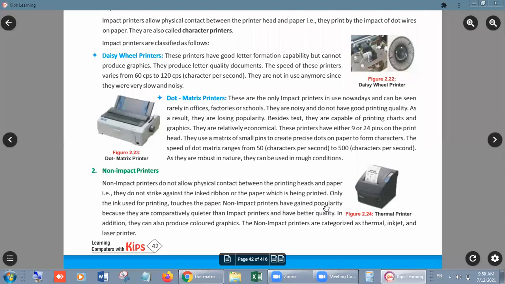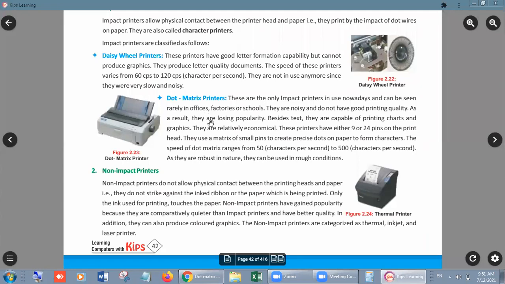Non-impact printers have gained popularity because they are comparatively quieter than the impact printer and have better quality. Students, you can see so many printers in your school also, in many offices, and just like a photostat machine. There is no need to physically contact with the paper. In those printers, daisy wheel and dot matrix, we have to make physical contact with the paper, right? Because every alphabet is impacted on the paper.